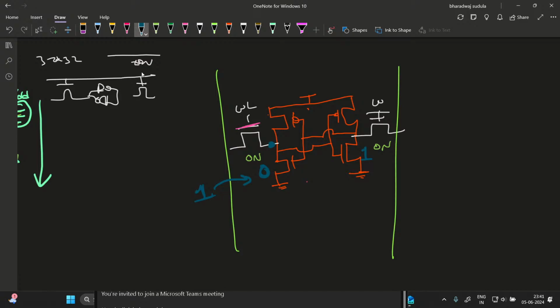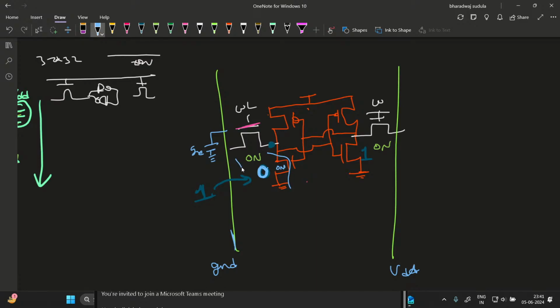So what I would do is charge this to, let's say, ground. This is to VDD. So what would happen? This is ground. This capacitor is grounded, and actually this is SRAM cell zero. It consists 0, in the sense this NMOS is turned on.